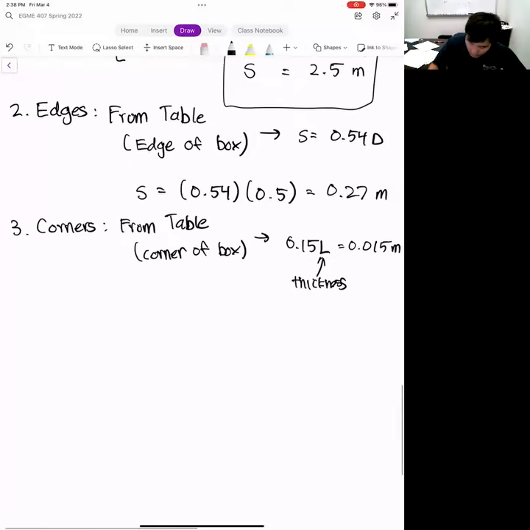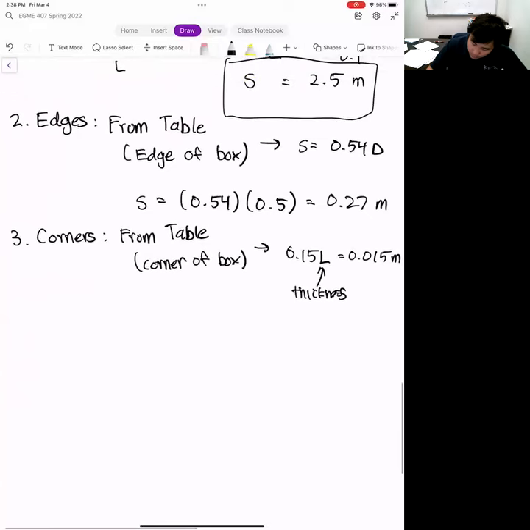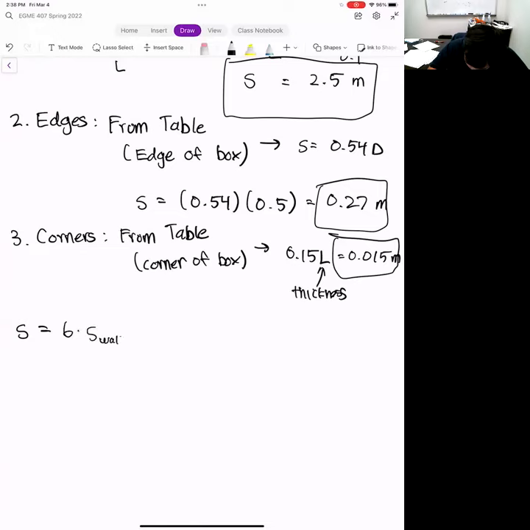Now that we have this information, we have the shape factor for the edges and the shape factor for the corners. Our total shape factor is going to be 6 times the wall shape factor plus 12 times the edge shape factor plus 8 times the corner shape factor. We add that all up and get a total shape factor of 18.36 meters.